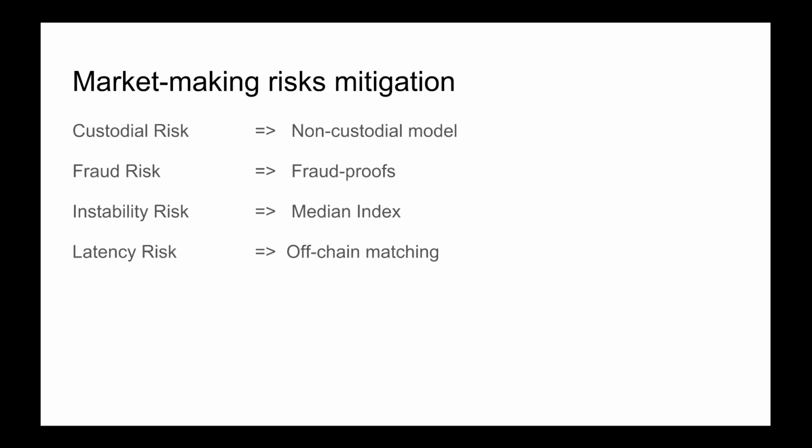And what we do is we address these risks for the market maker to make it attractive for our platform. So to address custodial risk, we have a non-custodial model. We have fraud proofs that detect any sort of wrongdoing by the exchange or any actor who participates in the exchange. Instability risk in this example is for derivatives. We use a median index instead of a volume-weighted index. And to deal with latency risk, we take all the critical path off the blockchain.